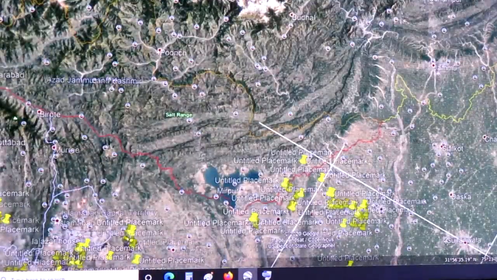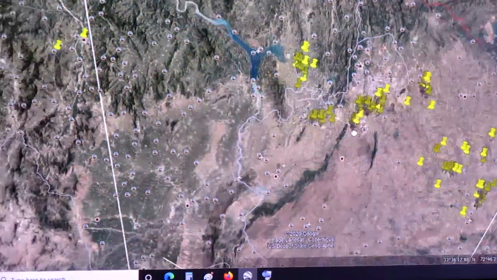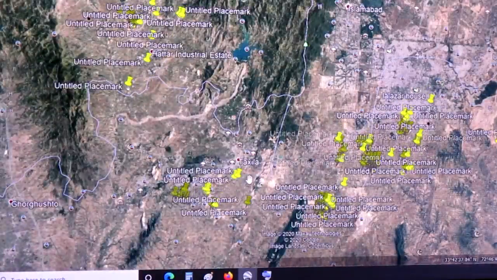Shit, where is Islamabad, right? Yeah, he came over here. Random, pick one center.